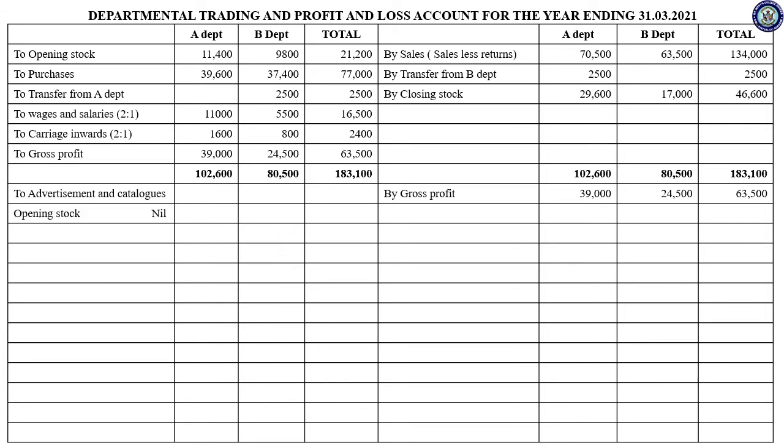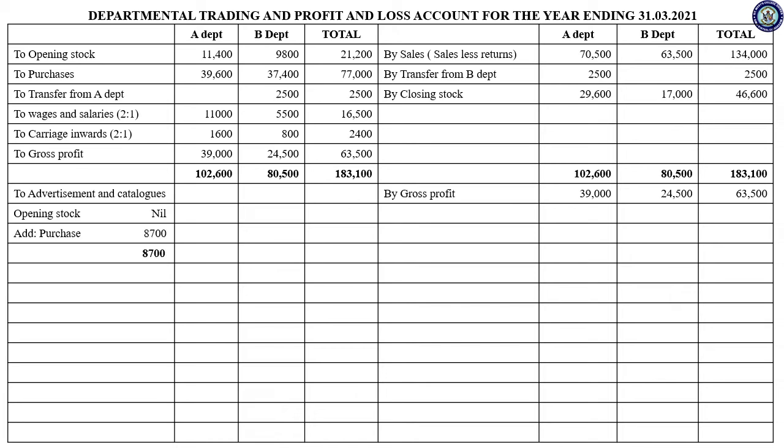That means first you have to take opening stock. When there is a closing stock, there should be an opening stock in the format, right? But in this problem, the opening stock of catalog is not given. So you take it as nil. Catalogs are nothing but a manual, a description that contains information about all the items. So you have opening stock, but it is nil.